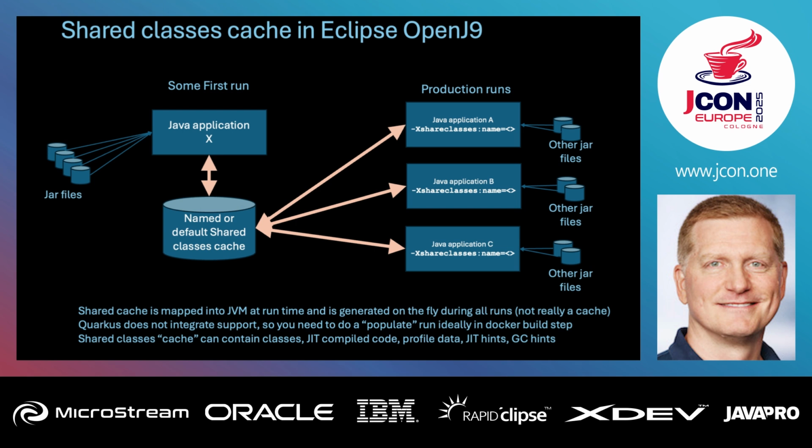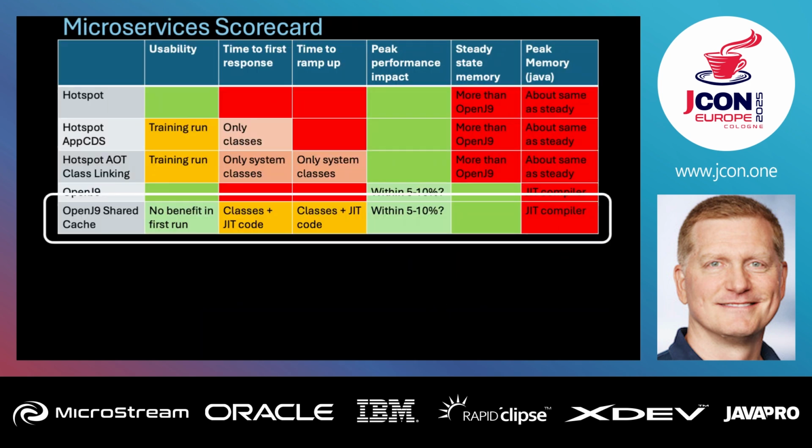Another difference with this is the shared class cache, which isn't really a cache, can contain classes, JIT compiled code, as I mentioned, the reused JIT compiles, profile data, JIT hints, and GC hints. So a whole bunch of stuff that helps make the JVM run better based on what it learned from this application, or even sometimes these applications as they run. So if we add this one into our talk, I'm going to say there's no benefit in the first run, but then you get great benefits in the next run. So I didn't want to quite give it a full green, but it's a pretty good green. So we're really getting into shades of colors now.